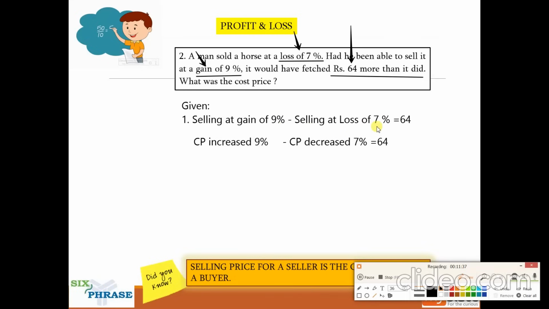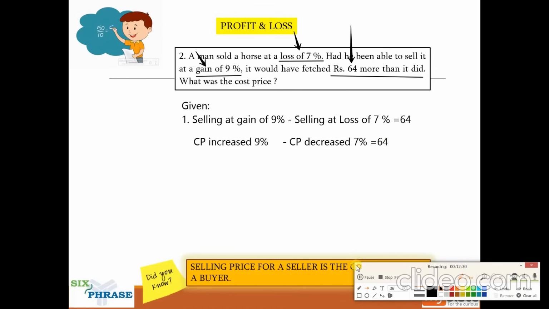Now selling at a loss of 7% means this selling price will be less than the cost price. To make it less, what should you do? You should decrease the cost price by 7%. Guys, you have to understand both this and this are selling prices. Just because there is a cost price over here, don't think it is the cost price. We get the selling prices by increasing and decreasing the cost price by a certain percentage, depending upon the gain percentage and the loss percentage. So the next step is to just solve it.